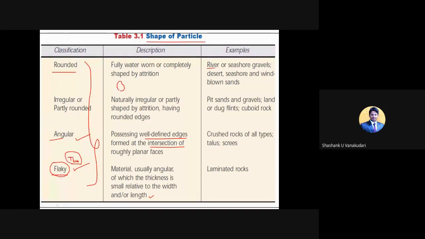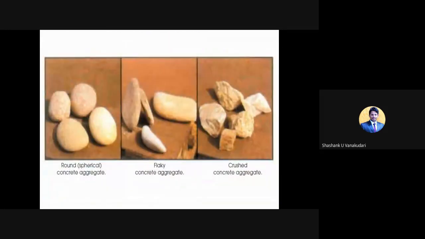Clear? Here you can see the round or spherical concrete aggregates, the flaky concrete aggregates, and then the crushed concrete aggregates. Basically, we use crushed concrete aggregates in concrete, and the flaky and other rounded particles are rarely used. But as per the Indian Standard Codebook suggestions, they should have well-graded aggregates in the concrete structure, so that they can give better interlocking property between them.